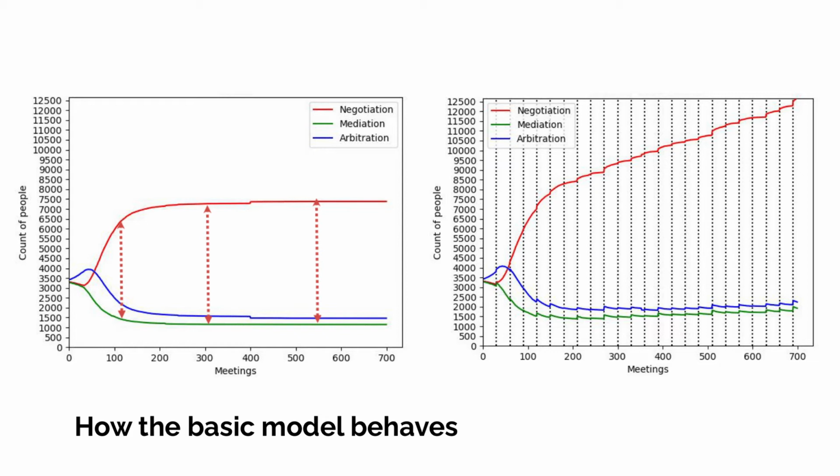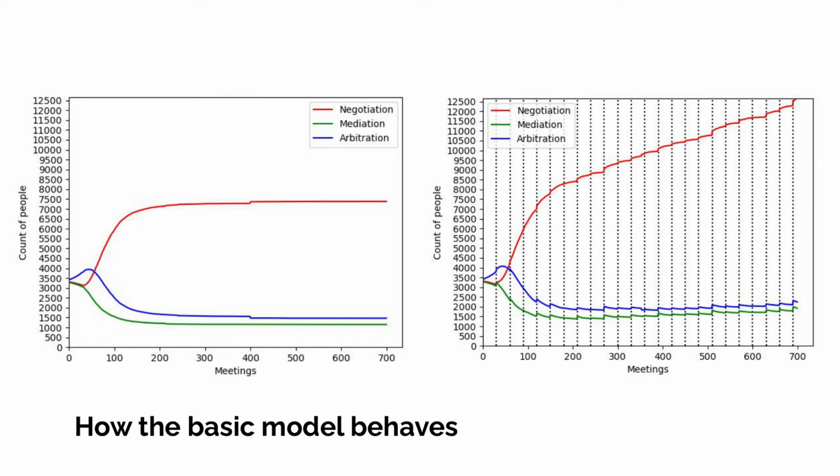The negotiation method is the absolute leader. The remaining methods have much fewer followers, but it's still clearly seen that people prefer the arbitration method over the mediation. Now let's talk about differences. Starting from approximately the 100th meeting, the first graph almost stops changing, while the second plot continues to vary and may even change the overall method hierarchy.